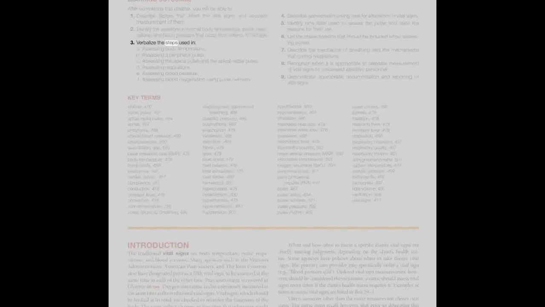3. Verbalize the steps used in: A. Assessing body temperature. B. Assessing a peripheral pulse. C. Assessing the apical pulse and the apical radial pulse. D. Assessing respirations. E. Assessing blood pressure. F. Assessing blood oxygenation using pulse oximetry.